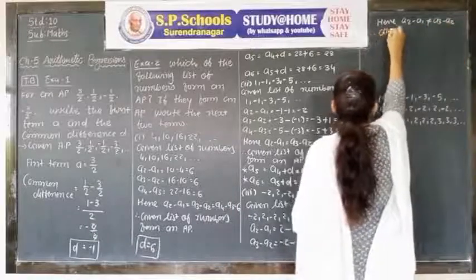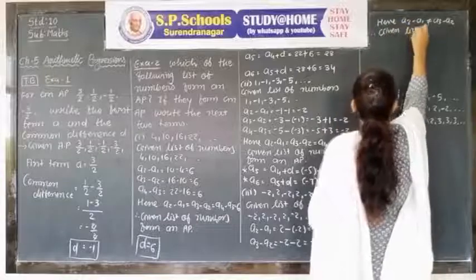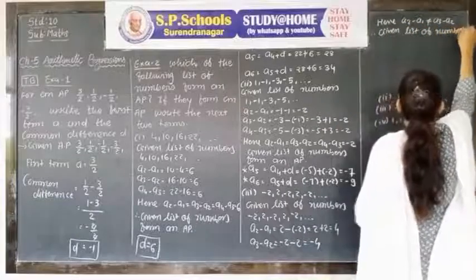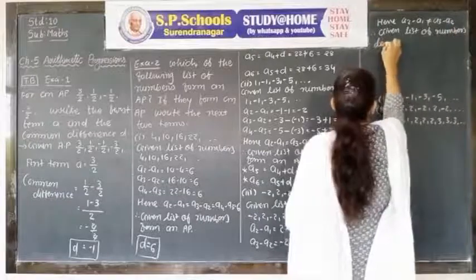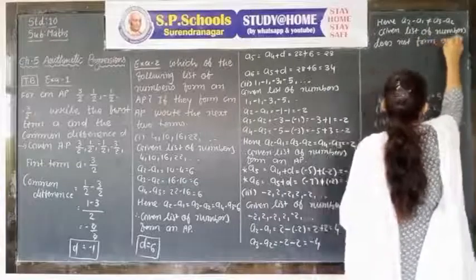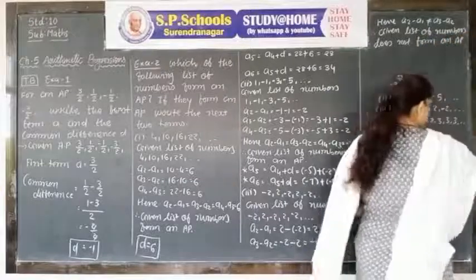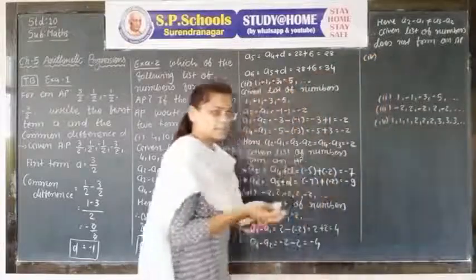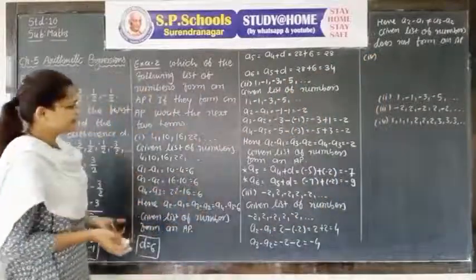Therefore, the given list of numbers does not form an AP. The last one, the fourth. If it is not an AP, there is no need to find the next two terms.